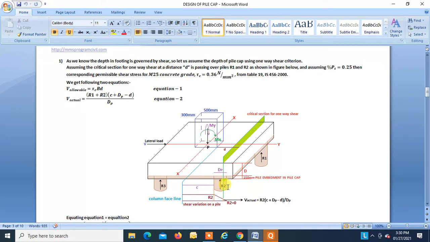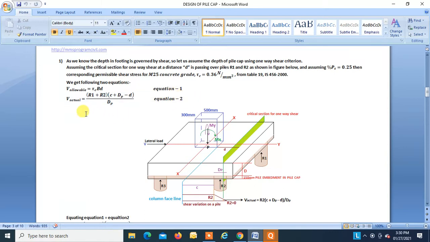We want to find this distance, so this is C plus dP minus D, that will be this distance. This distance divided by dP, where dP is the diameter of the pile, into R2 will be this ordinate. So this is for R2. Similarly, the same formula will come for R1, so this will become (R1 plus R2) into (C plus dP minus D) divided by dP. So this is your equation 2.